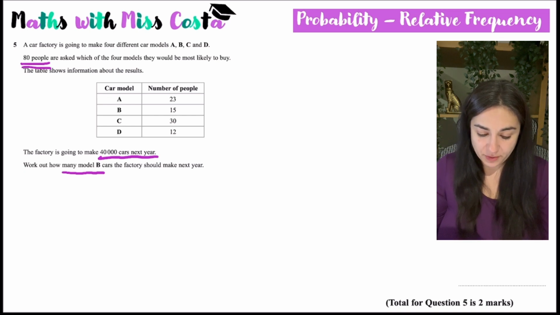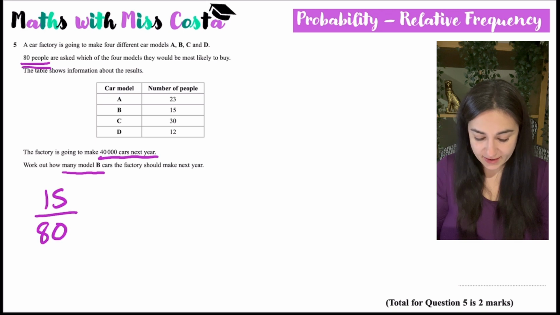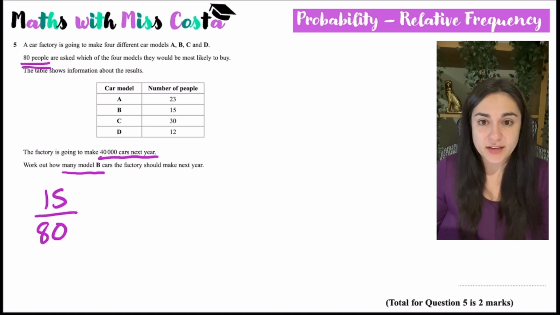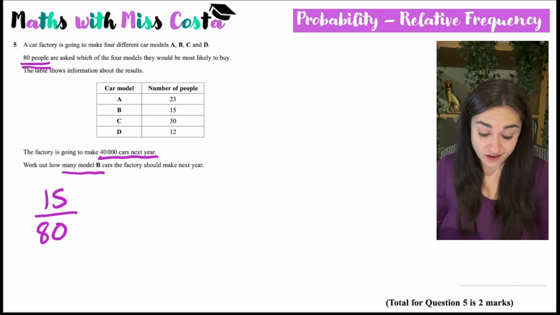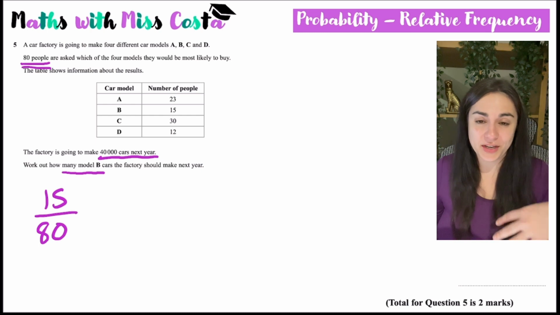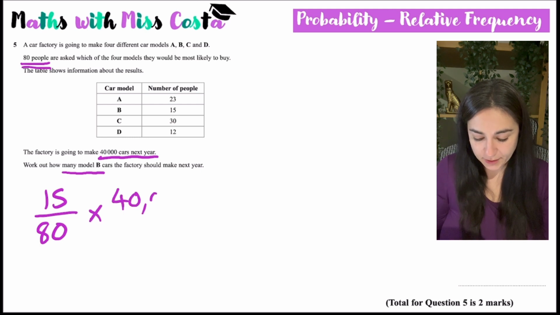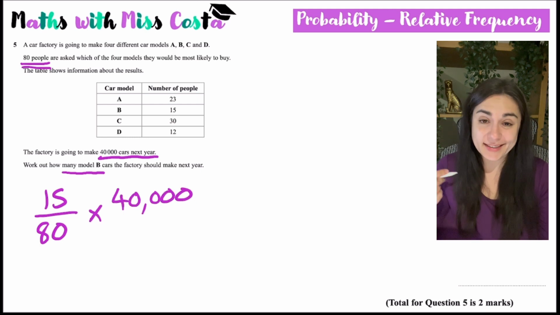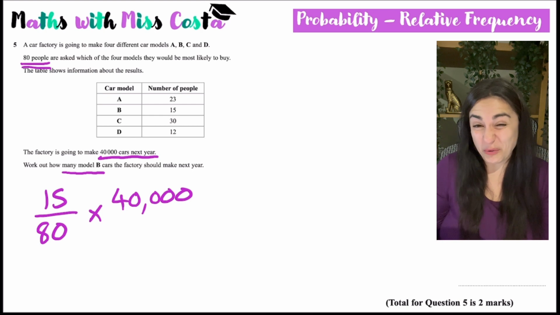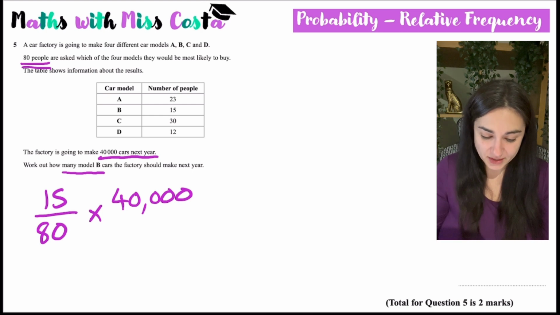Well, I know that out of 80 people, 15 out of 80 said that they would choose Model B. So the relative frequency, the probability of someone wanting a Model B car would be 15 out of 80. And there's 40,000 cars that they're going to make, so they're going to want to keep this in the same proportion. So I'm going to have to multiply this by 40,000. Okay, so this is just another multiplication question at the end of the day.